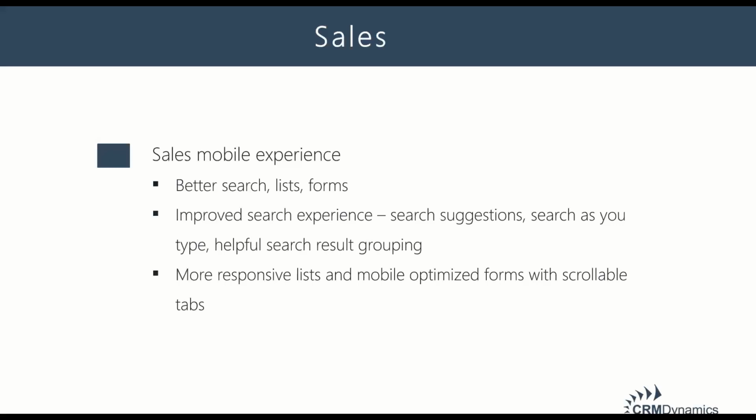So some of the items include better search, better lists, and better forms. Improved search experience in itself. So when they're typing in the search bar, the mobile app is giving search suggestions. It's searching as you type, and it certainly presents your search results in better groupings.